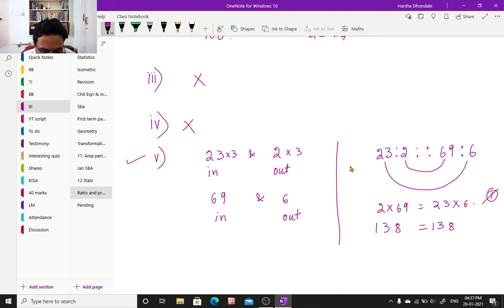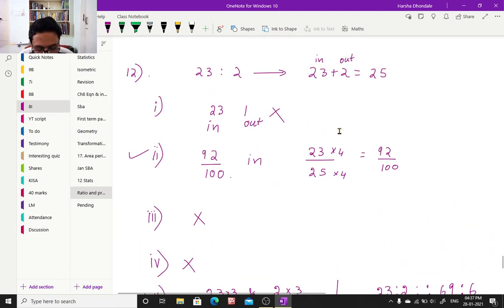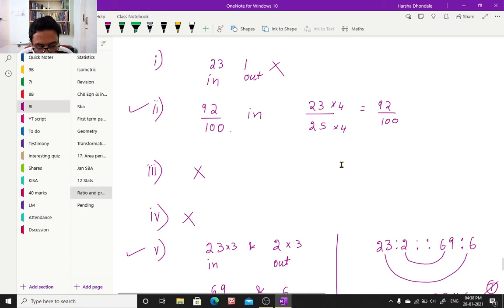Now B, for any incorrect statements in part A, write the correct statement. How can I change the first statement? I can say that he hit 23 serves in compared to 2 serves out. Second part is correct. Third part, for every 2 of his serves that were in, 23 were out: change it to for every 23 of his serves that were in, 2 serves were out. So you have to interchange 2 with 23 and the statement is correct.